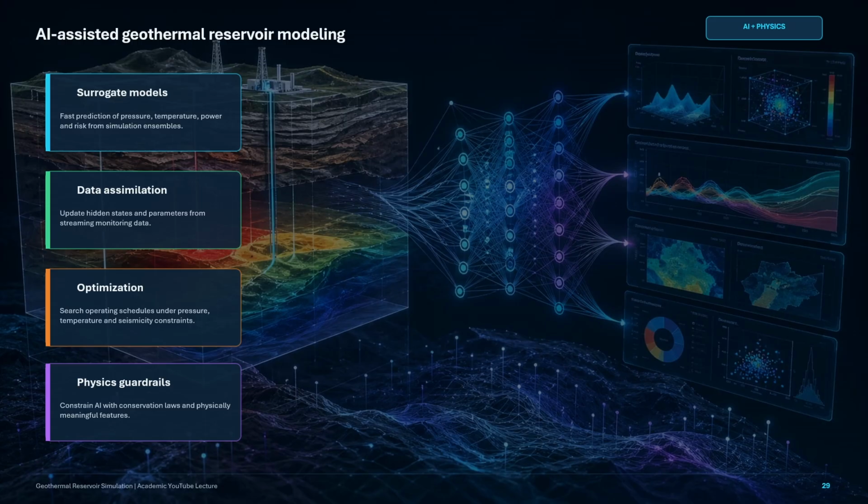However, the key message is this: AI should not replace physics. AI should accelerate physics, learn from data, and respect physical constraints. In geothermal reservoirs, interpretability and reliability are just as important as prediction speed.